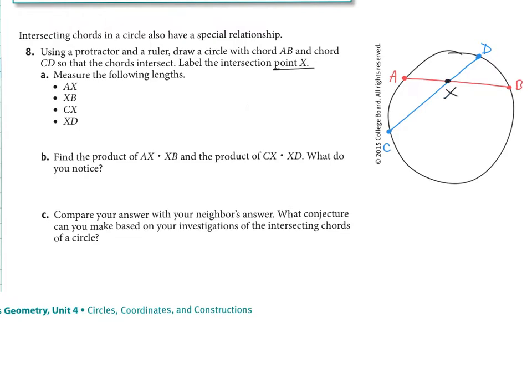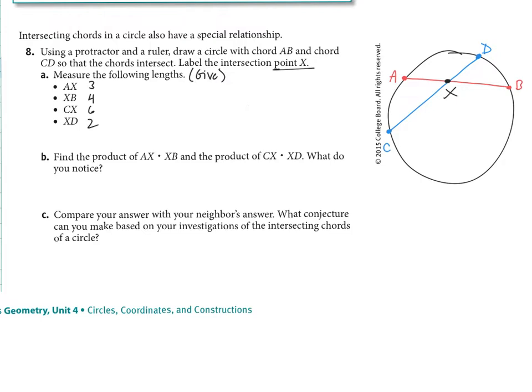So it wants us to measure the following lengths. Okay. So I'm actually going to give you these lengths just to make it a little bit simpler. I'm going to tell you that AX is going to be a measurement of 3, XB is going to be a measurement of 4, XC is going to be a measurement of 6, and then XD is going to be a measurement of 2. So let's go ahead and write those pieces down.